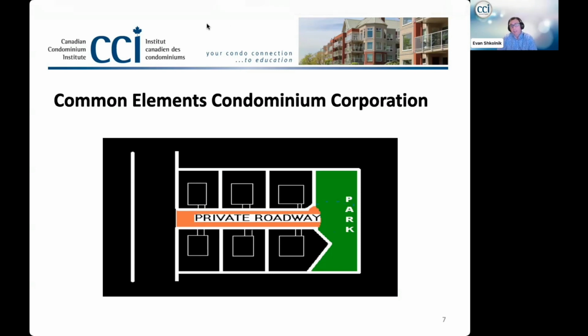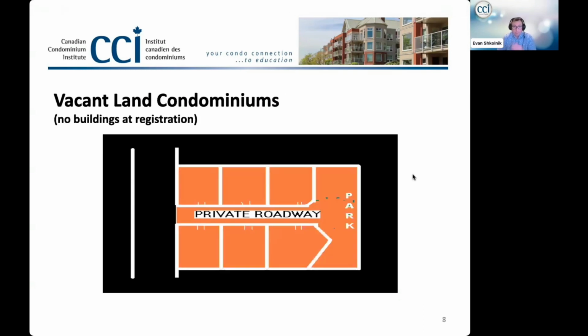The next would be a vacant land corporation. So vacant land corporations are condominiums where, at the time of registration, there are no buildings. The buyers purchase the vacant land, and then the units or the structures are built after the fact. Because there's no land ownership, these can't be common element corporations, because common element corporations have no units.